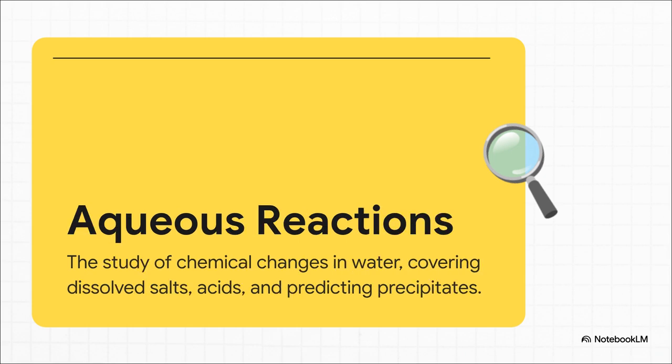Our third tool is aqueous reactions. Look, our planet runs on water, and so does a huge amount of chemistry. This tool helps us understand what's going on when things dissolve, like salt in the ocean or how chemicals might move through a river. It's really the key to so much of environmental science.